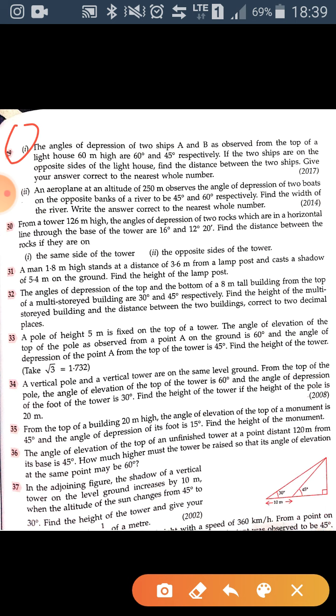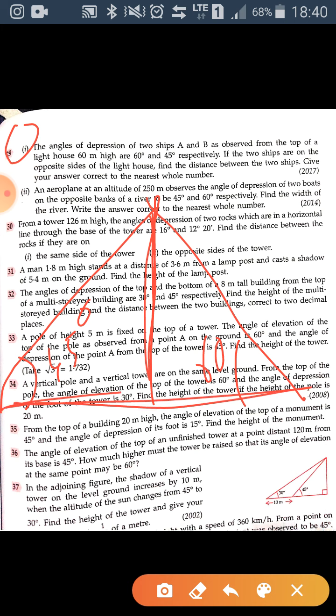What does sum number 29 say? The angles of depression of two ships A and B as observed from the top of the lighthouse 60-meter high are 60° and 45° respectively, if the two ships are on opposite sides of the lighthouse. Okay, so here is your lighthouse. There is one ship on this side which makes an angle of 60°, and one ship on this side which makes an angle of 45°. They are asking you to find the distance between the two ships, this whole thing.